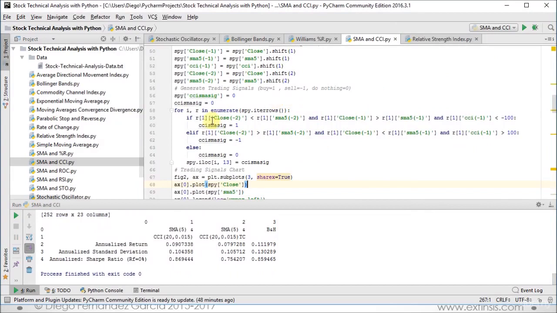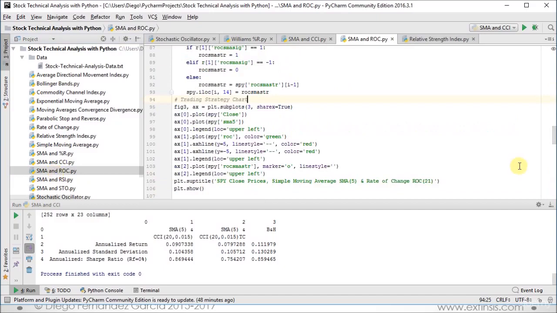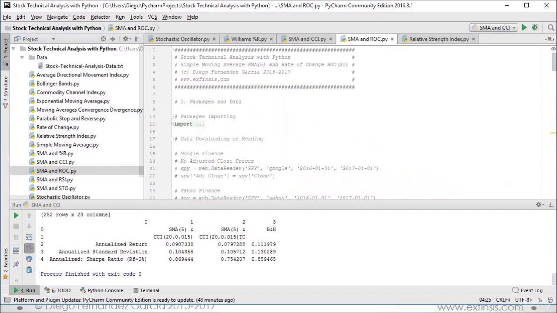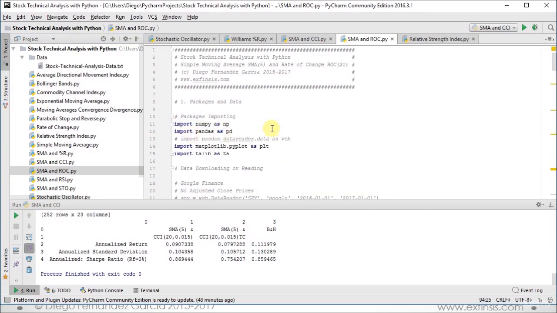Excellent. So now let's go into our SMA and ROC, or rate of change, right over here, the second of our multiple indicator-based trading signals. As always, we have standalone type of files, therefore we import packages.